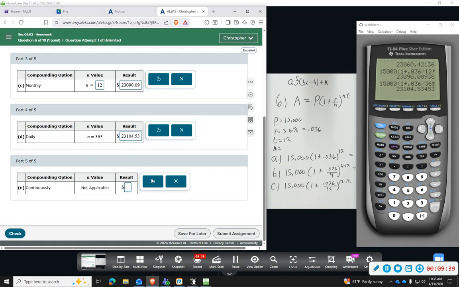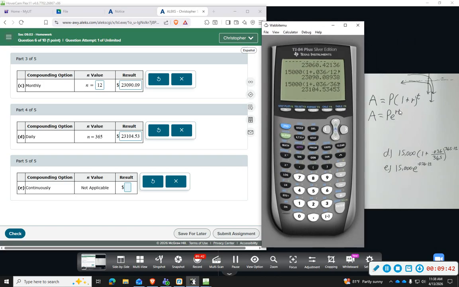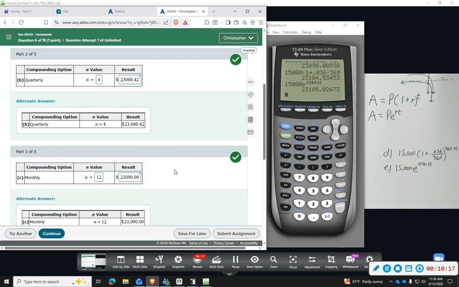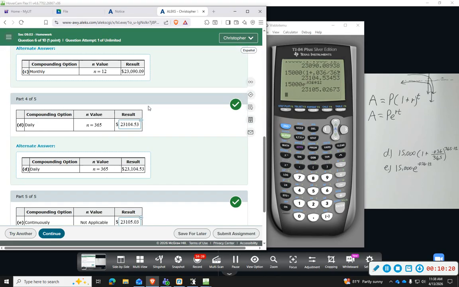And then the last one, there's no value of N. It is the PERT formula. And so we're going to do 15,000. And then second LN to get that E raised to the 0.036 power times 12. So we get 23,105.03. Okay, and we see green checks all the way down.